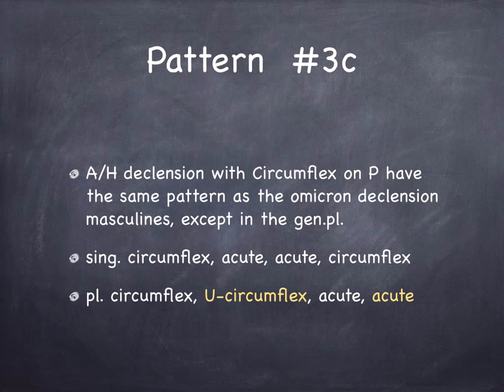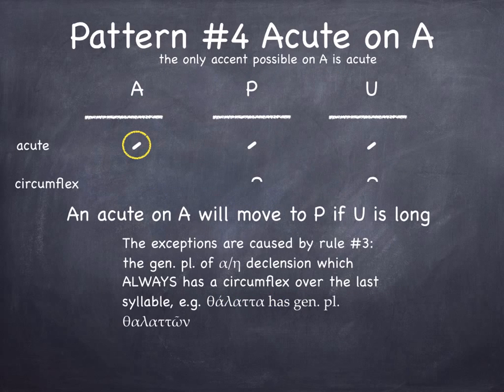All right, so pattern number 3 then, the eta alpha, alpha eta declension with circumflex on the penult has the same pattern as the omicron declension masculines, except in the genitive plural where, of course, rule number 3 kicks in, which requires that genitive plural in eta alpha or alpha eta declension to be circumflex on the ultima. All right, pattern number 4.